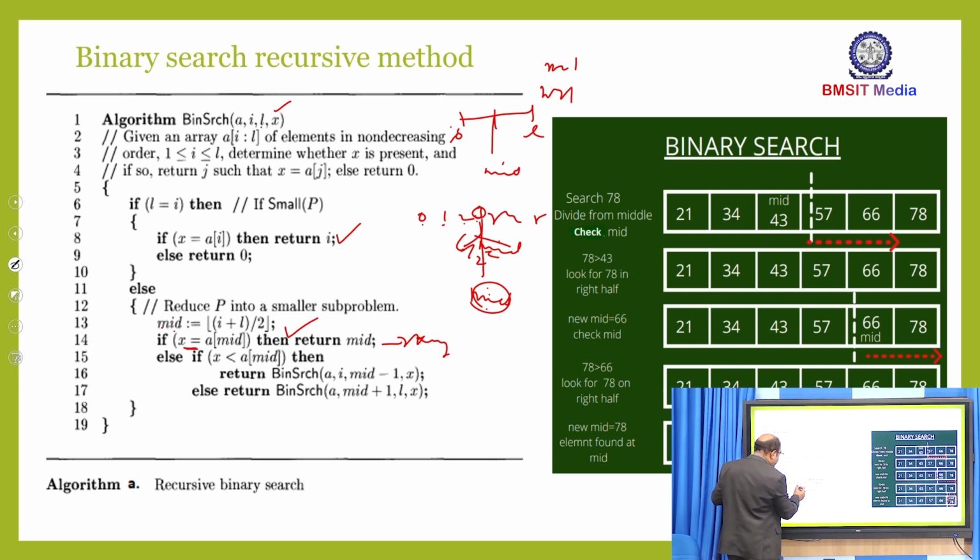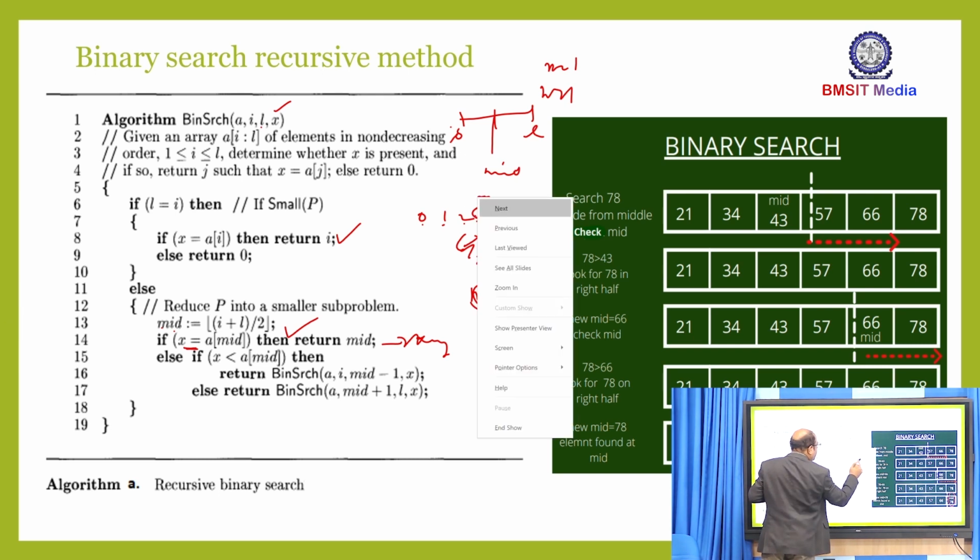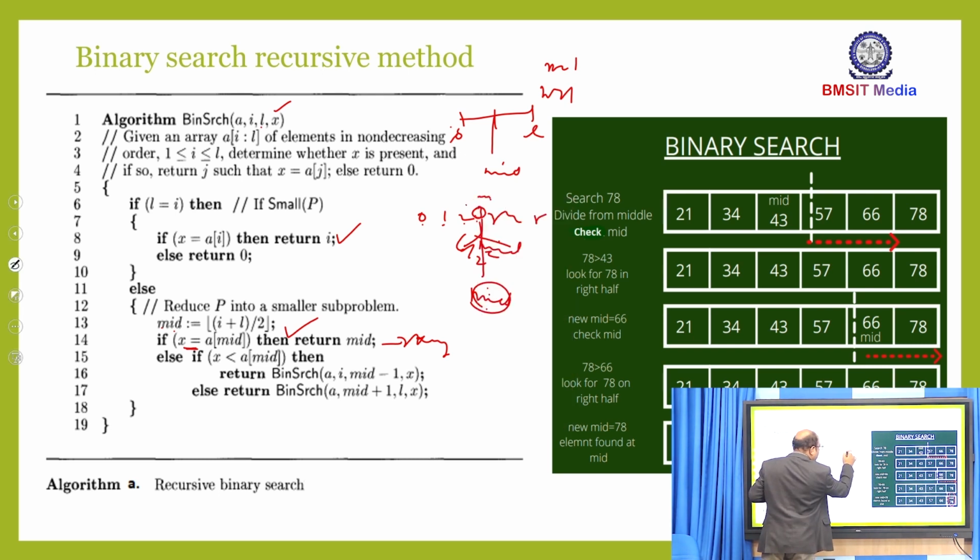In that case, if x is less than a of mid, this is the mid value, and I have to search the left side for the element. So I return a recursive call to binary search with the array, index, mid minus 1. Mid minus 1 means the left side, comma x. X is nothing but the key element. I will recursively check the element on the left side.